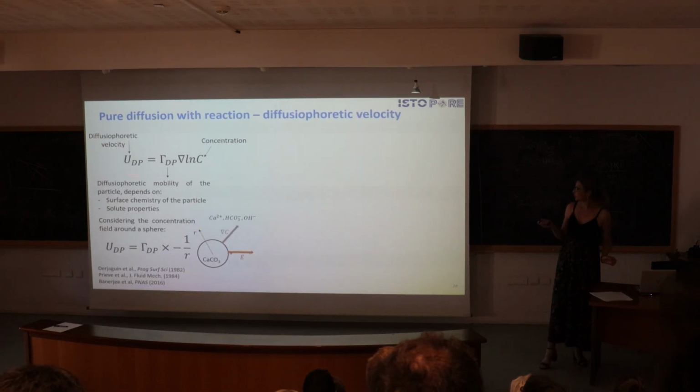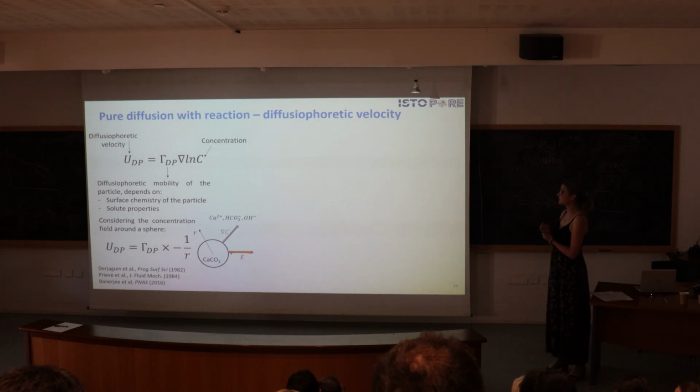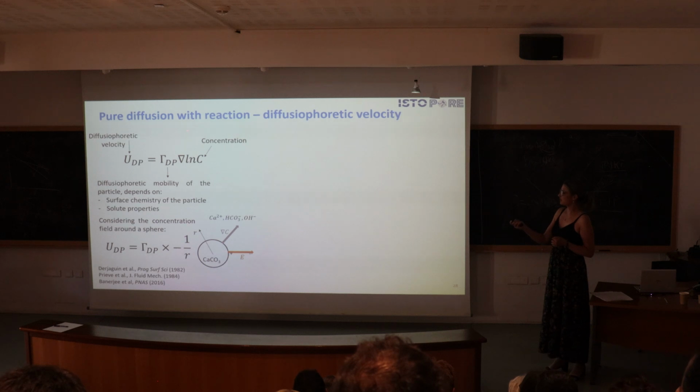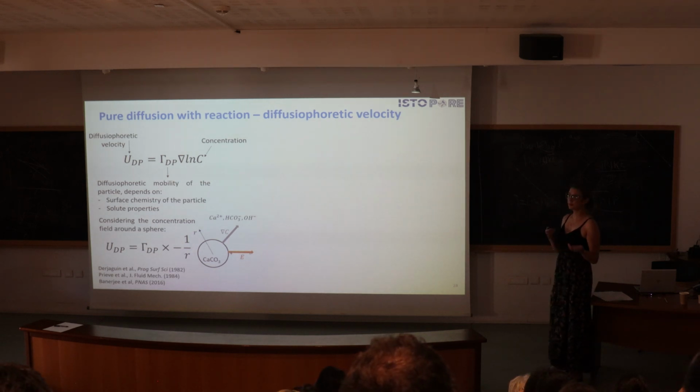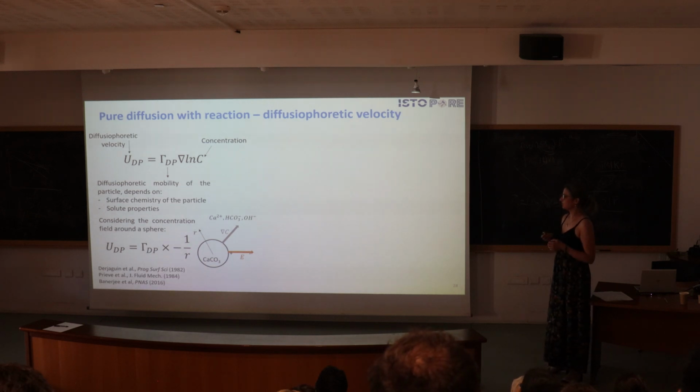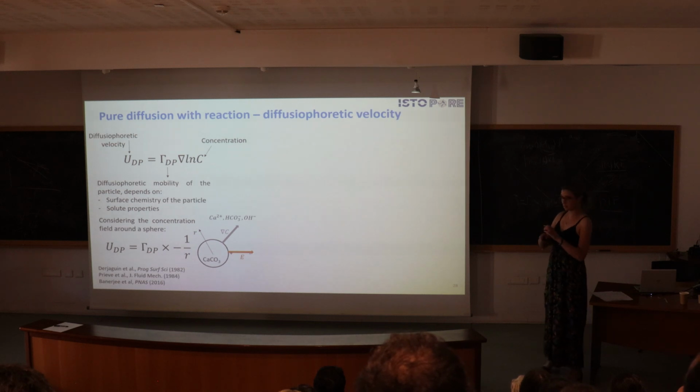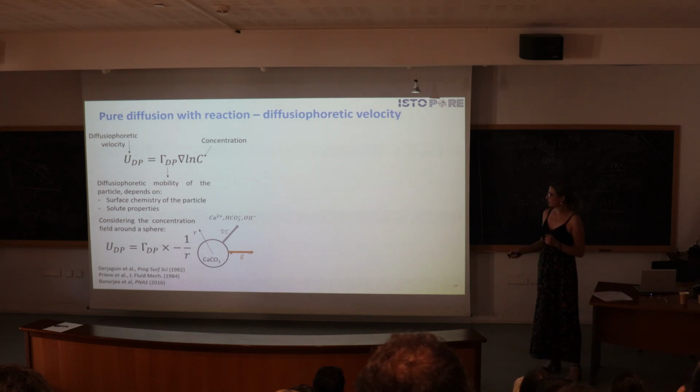So to predict diffusophoresis, there have been some models. You can find some models in the literature. The diffusophoretic velocity depends on the diffusophoretic mobility and on the concentration gradient. And this diffusophoretic mobility depends on the properties of your salts and of your particles. So you can measure or predict that. In our case, we consider that the concentration gradient depends only on the distance from the center of our calcite, on the radius r.